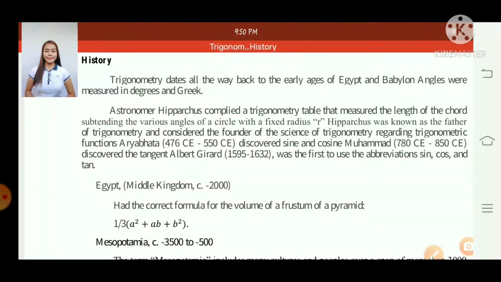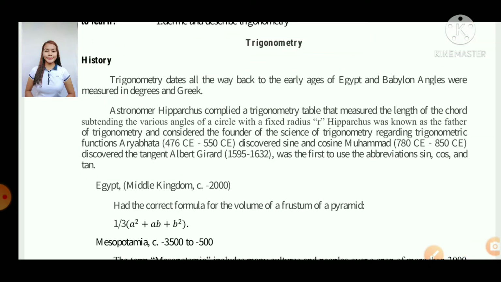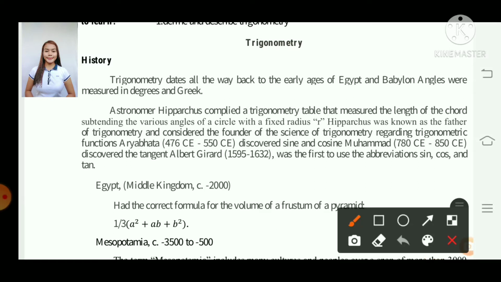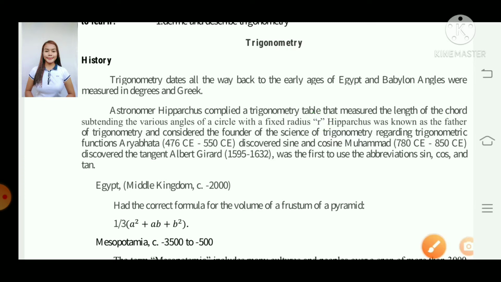History. Trigonometry dates all the way back to the early ages of Egypt and Babylon. Angles were measured in degrees. The Greek astronomer Hipparchus compiled a trigonometry table that measured the length of the chord subtending the various angles of a circle with a fixed radius, which is denoted by the r. Hipparchus was known as the father of trigonometry and considered the founder of the science of trigonometry.